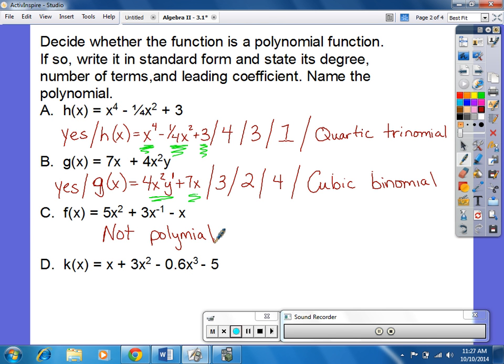Letter D. Exponents are fine. My coefficients are fine. No imaginary, no fractions. So this one is a polynomial. In standard form, my x cubed term should come first.